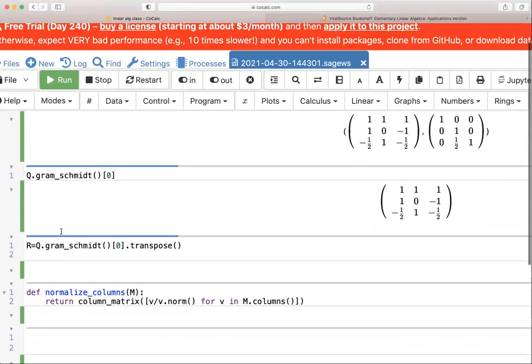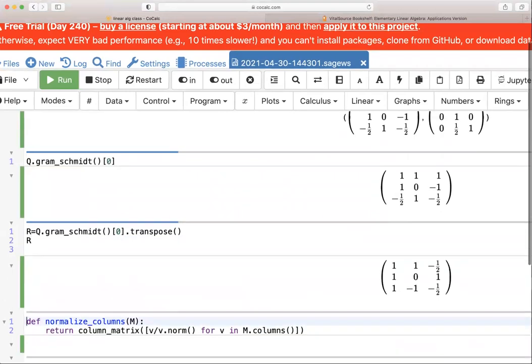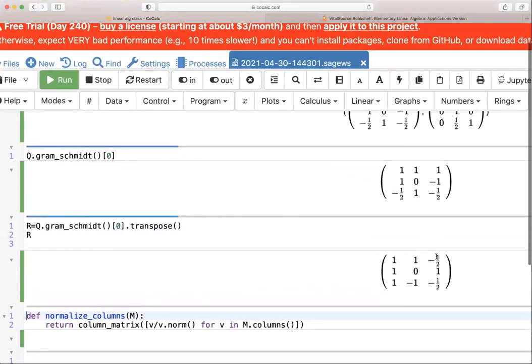Okay, so then we're going to take this matrix here. That's what q.Gram-Schmidt bracket and then another bracket 0. And then I want to convert the rows back into columns, so that's why I took the transpose. Okay, so I've got this matrix R, and maybe I should just show you what R looks like. So R is just this matrix here, and it consists of eigenvectors of the matrix A that are also orthogonal to each other.